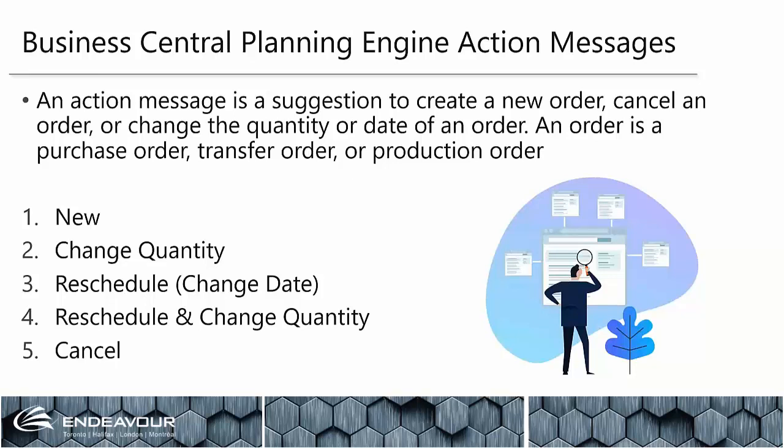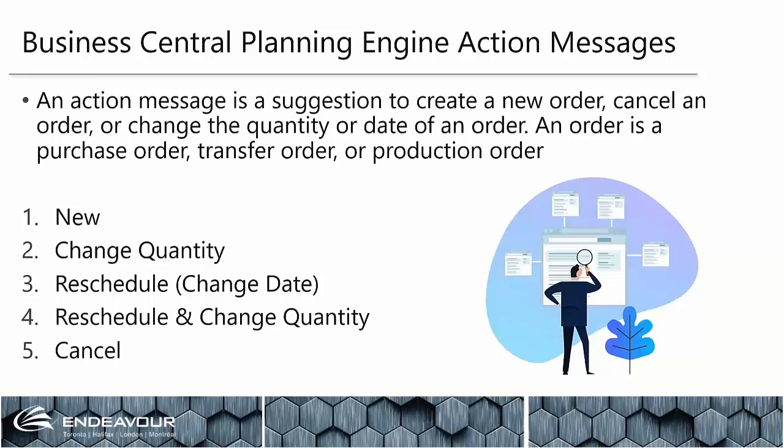So we only get the type new if there's no supply order in the system already created. So if this is a brand new supply suggestion for a demand that comes from a sales order, for example, then I will get a new. So the system would suggest creating a new purchase order for this demand from the sales order.